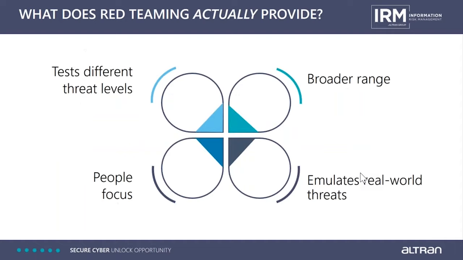So finally, what does it actually provide? Well, we test different threat levels, the ones that we just described on the previous slide around different threat actors and different levels of sophistication. You get a much broader range of assessment of your security controls, from physical security right through to staff awareness. Can I tailgate? Do I get challenged? Can I social engineer information out of help desks? So it's a much broader range of tests of organisational security controls.